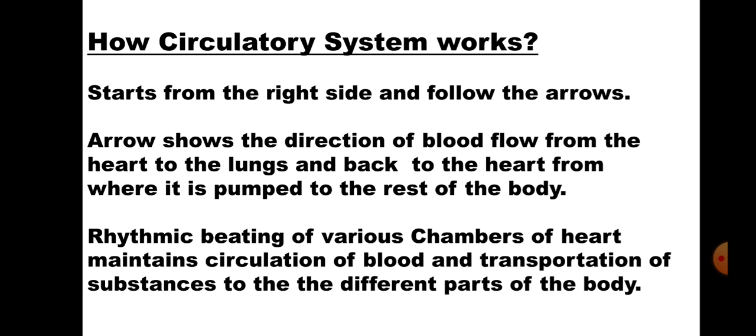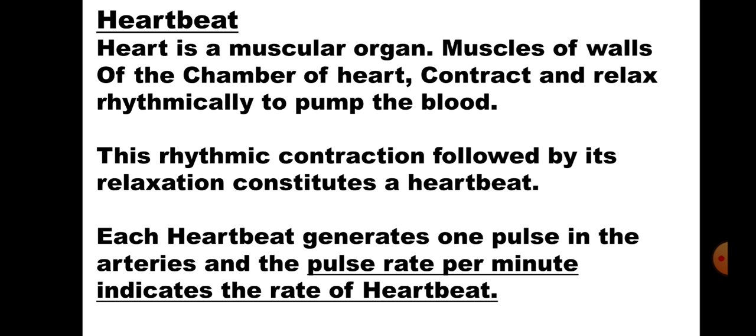Now, how does the circulatory system work? It starts from the right side, and the direction of the blood flow is from the heart to the lungs and back to the heart, from where it is pumped to the rest of the body. The rhythmic beating of various chambers of the heart maintains circulation of blood and transportation of substances to the different parts of the body. Now, what is a heartbeat?